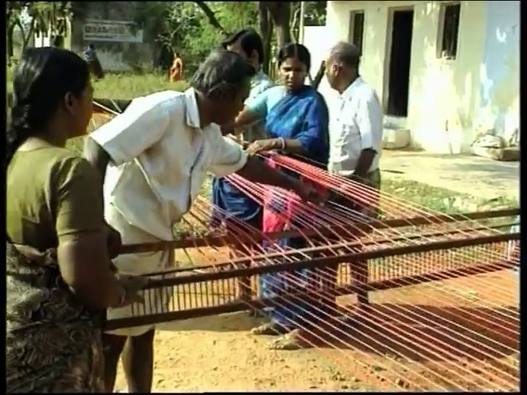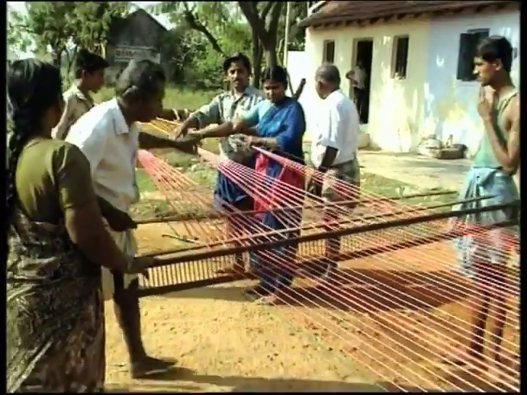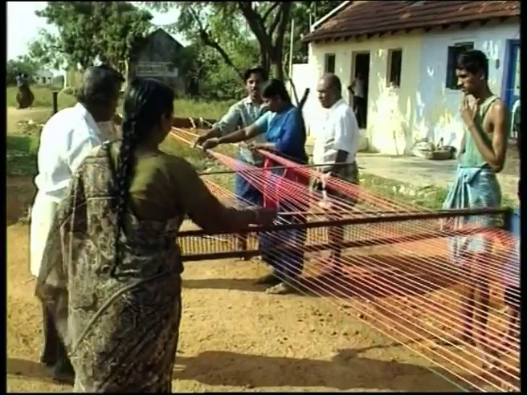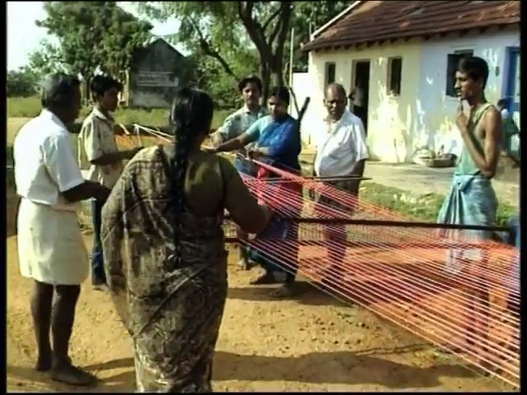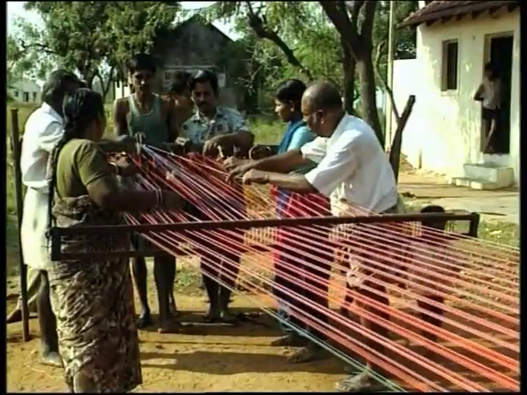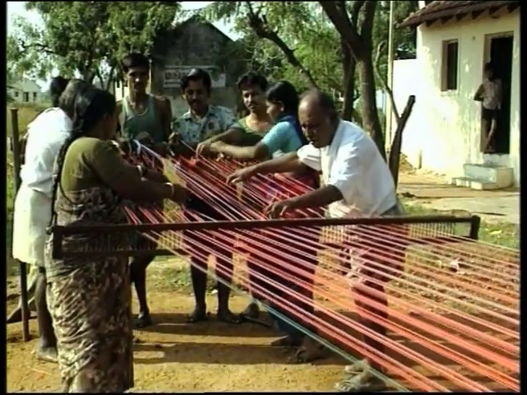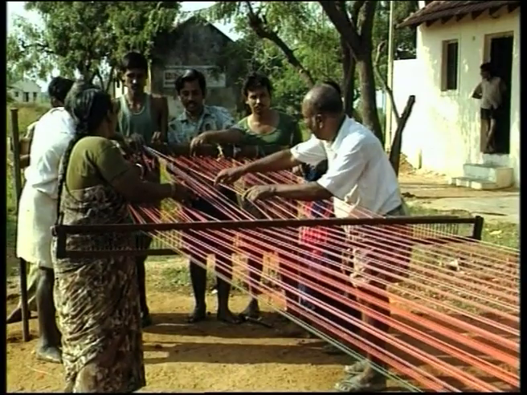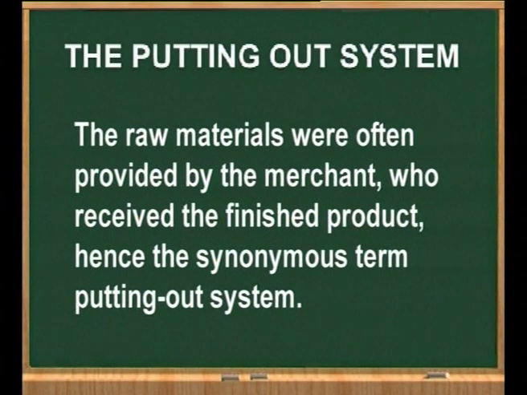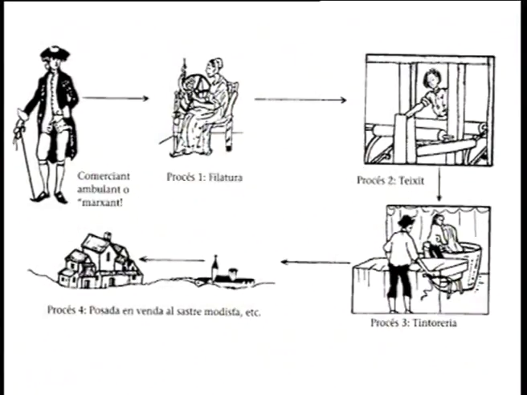Unlike the guild system, which was thought to be cumbersome and inflexible, in the putting out system workers would work from home manufacturing individual articles from raw materials, then bring them to a central place of business such as a marketplace or a larger town to be assembled and sold. The raw materials were often provided by a merchant who received the finished product, hence the synonymous term putting out system.